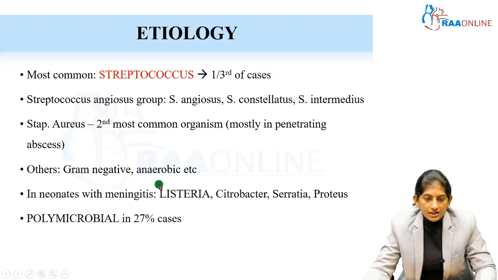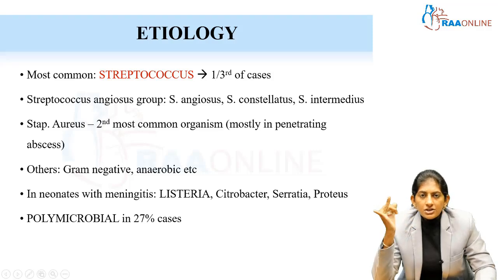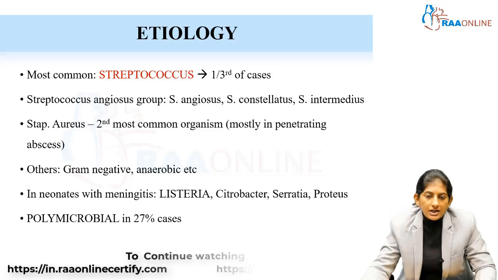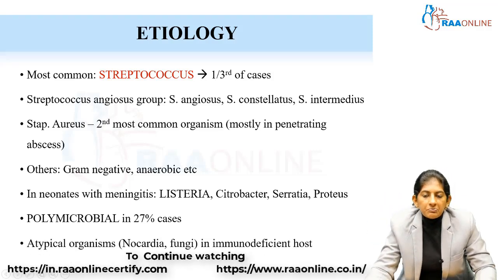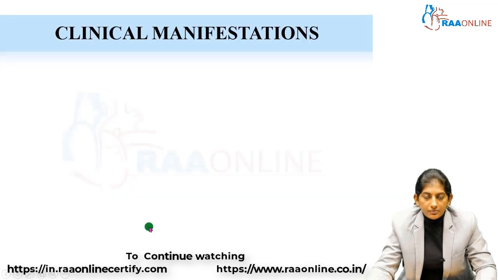In neonates, think of listeria. What about polymicrobial organisms? That is also less common. Brain abscess is mostly solitary, and the etiology is also mostly a single organism. Multiple abscesses are only in 15 to 20%, remember, such a very small percentage. Polymicrobial is around 25% of cases. If it is an immunodeficient host, it can be fungi or nocardia, which we should cover also.